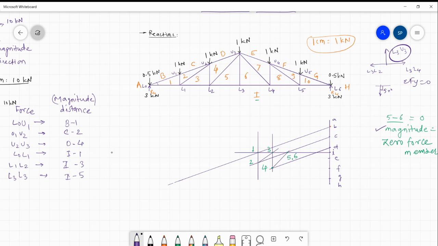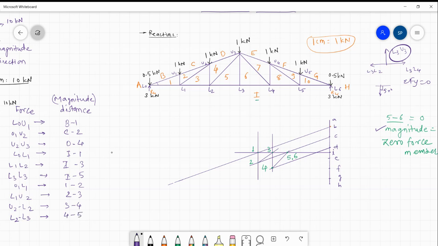Then U1 L1. For U1 L1, 1 to 2 distance you have to measure. Then for L1 U2, you have to measure 2 to 3. Next U2 L2, you have to measure 3, 4. Then L2 U3. For L2 U3, you have to measure distance between 4 and 5.